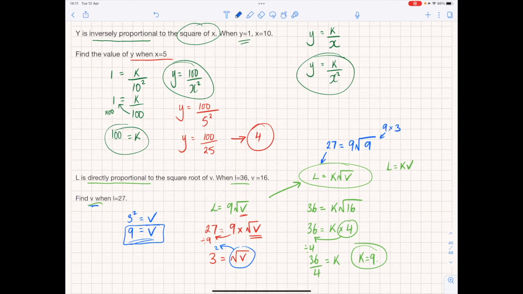So that does work. Okay, a little bit more of a complex example there in those two, but that is our direct and inverse proportion. They are the basics from all the way through, from foundation all the way through to higher.